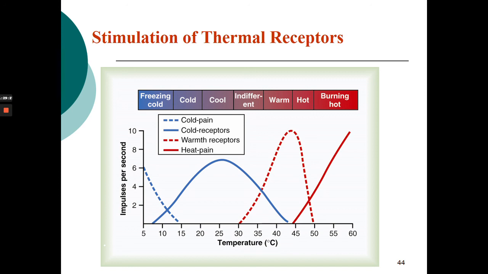You remember position is discriminated at the level of, say, the thalamus, with many neurons. Some neurons increase their level of impulses by extension, others decrease by extension, others increase by flexion, others decrease by flexion. The same thing, a combination of impulses.